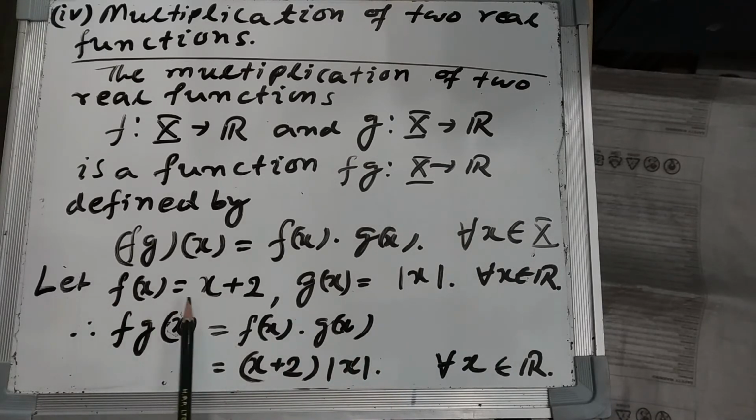Let f(x) equal to x plus 2, g(x) equal to absolute value of x, or modulus of x. So (fg)(x) equal to how much? f(x) into g(x). So (x plus 2) into modulus of x, in this form. Here the domain of f is the real set, the domain of g is the real set, for all x in R. So (fg)(x) is also in the real set. This value must be in the real set. So fg is also a real valued function.